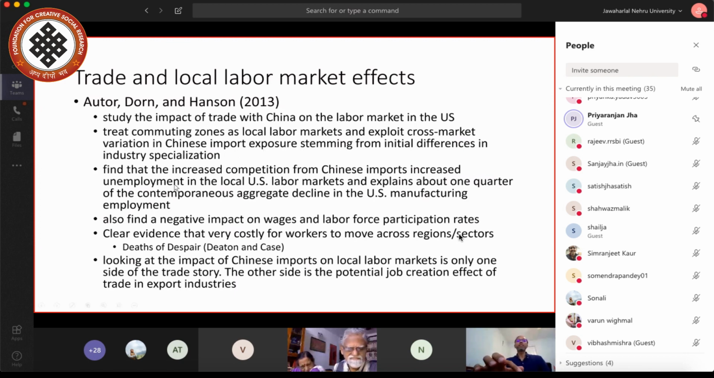And what they find is that increased competition from Chinese exports increased unemployment in the local US labor markets, and it explains about 1/4 of the contemporaneous aggregate decline in the US manufacturing employment. So US manufacturing employment has been shrinking over time, but they attribute a part of that decline to the Chinese imports. And overall, I think over a 15-year period, they say about 2 million manufacturing jobs could have been lost because of Chinese imports.